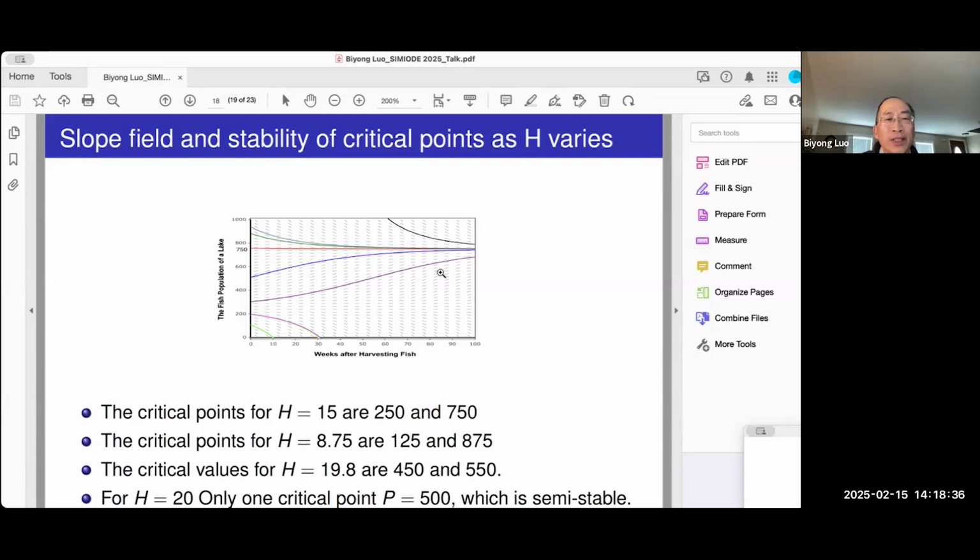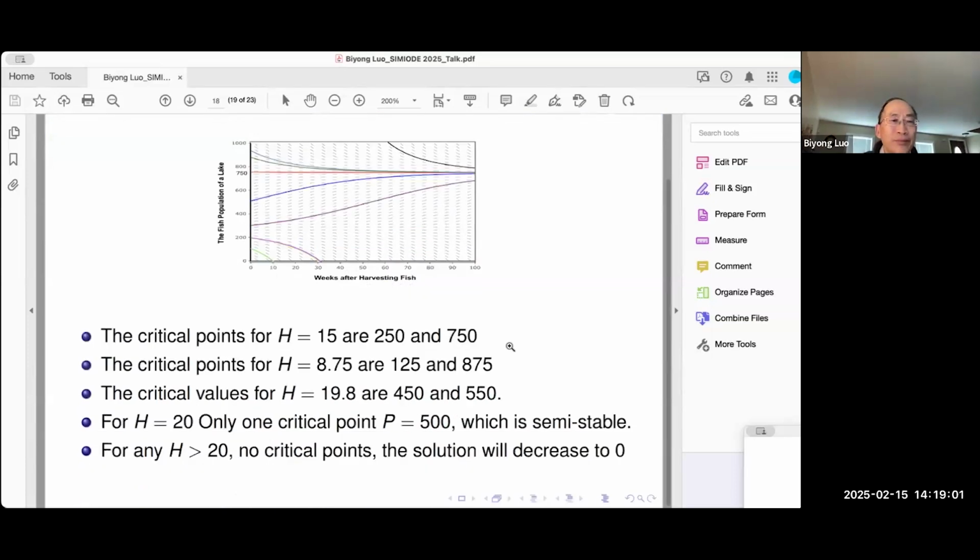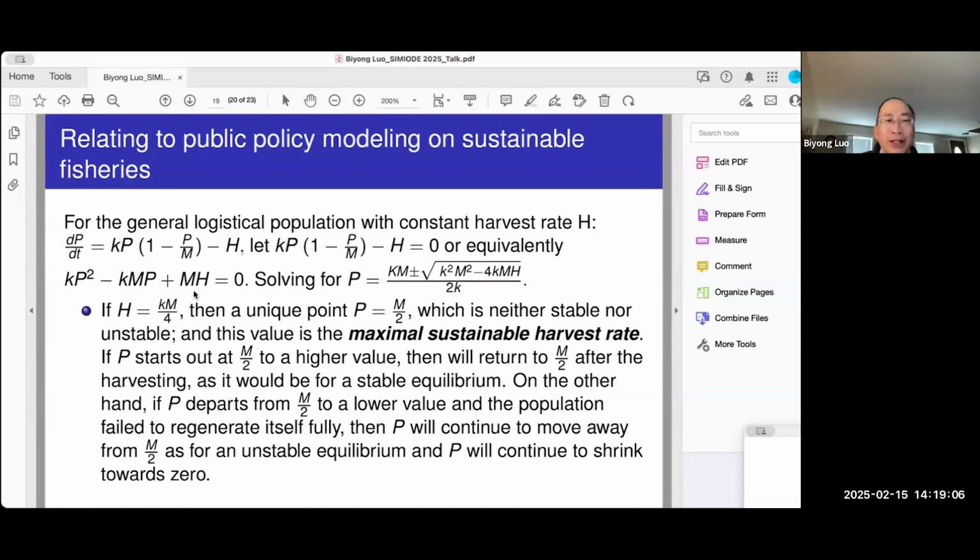But the problem is, we ask them to go into deeper study. It's about how the harvest level equals 15 when the fish population is at these two critical numbers, 250 and 750. That's a challenge for them. This one is like a proof for students to get the ideal harvest level.